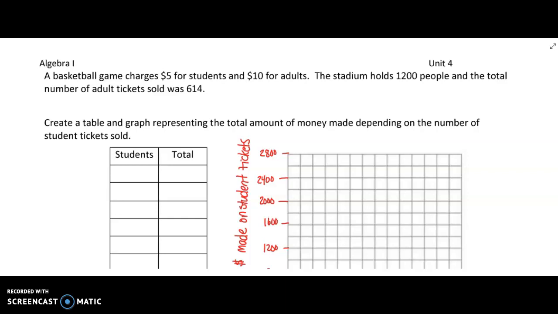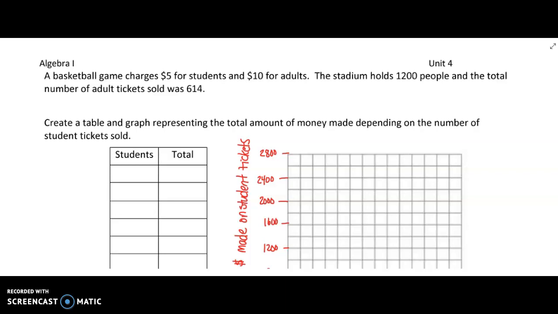Okay, y'all, this is the last video. So we're going to talk about a basketball. This is the one with a basketball game. They charge $5 for students and $10 for adults.